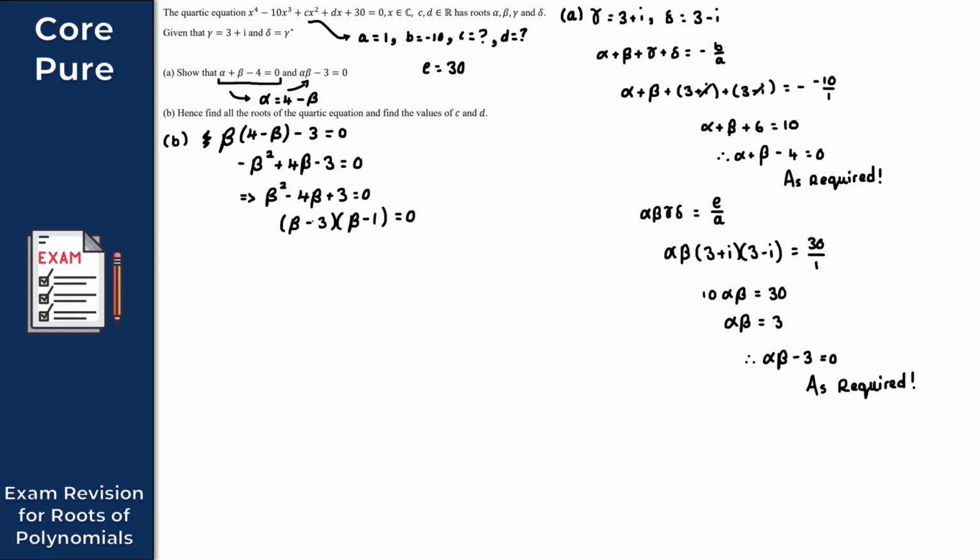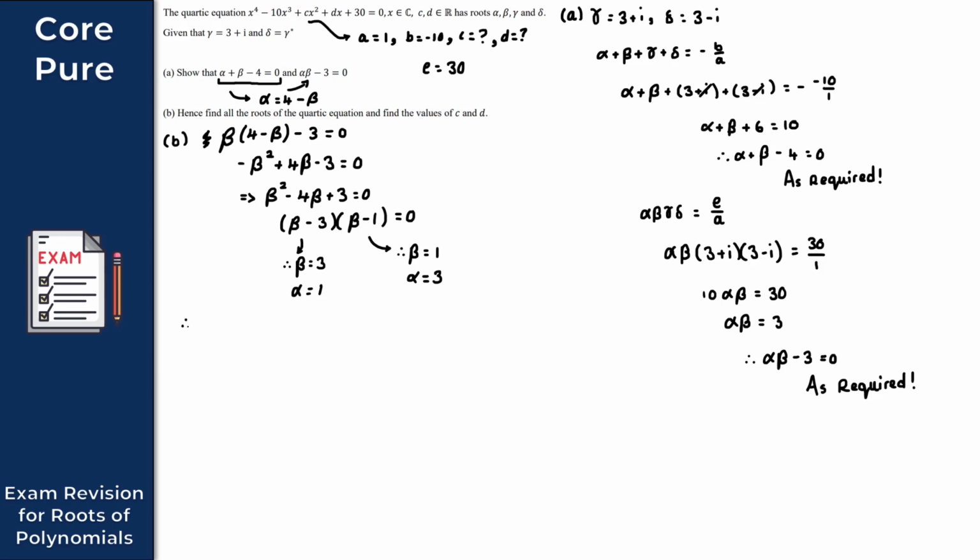So what I get here is 2 solutions. I get beta is equal to 3, and also beta is equal to 1. And what I also need is the respective solution for alpha. So what we had is alpha is equal to 4 minus beta. So if beta is equal to 3, then in that case, alpha is equal to 4 minus 3, giving us 1. And then if beta is equal to 1, alpha is equal to 4 minus 1, giving us alpha is equal to 3.